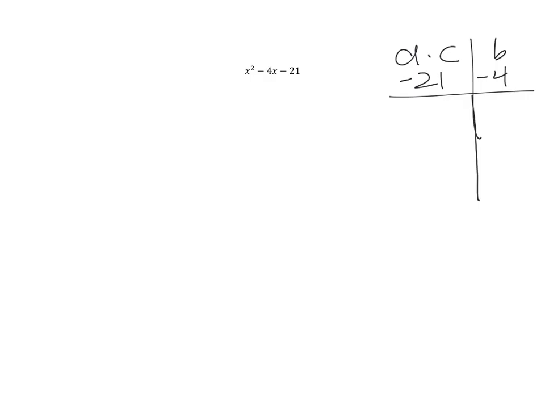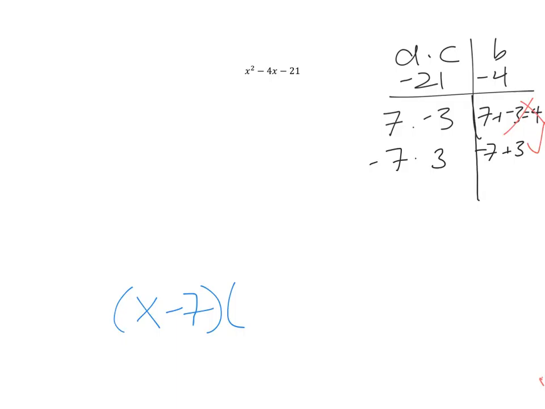Well, how about a positive 7 times negative 3? And a positive 7 plus a negative 3 equals a positive 4. It's not what I want. I want a negative 4. In that case, it's a real simple fix. All you have to do is switch the signs on those two. So I'm going to use a negative 7 times positive 3, and a negative 7 plus a positive 3. Well, that works. Okay. Again, that means that I know my final answer is going to be x minus 7 times x plus 3. There's my final answer.